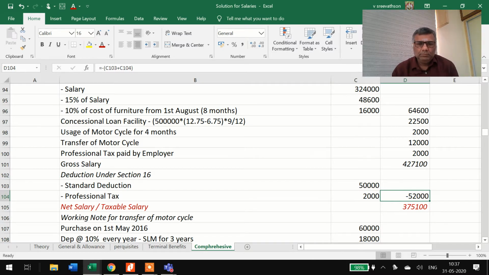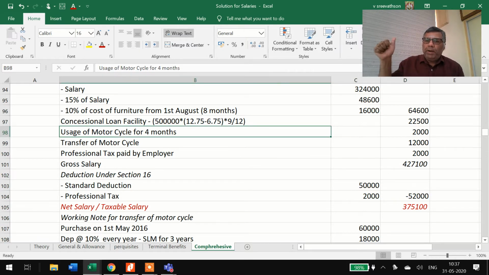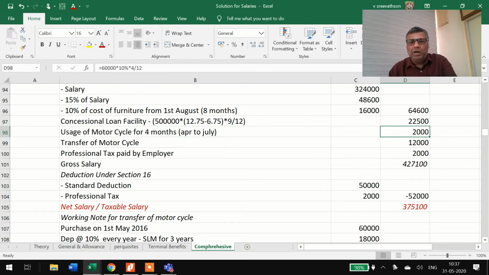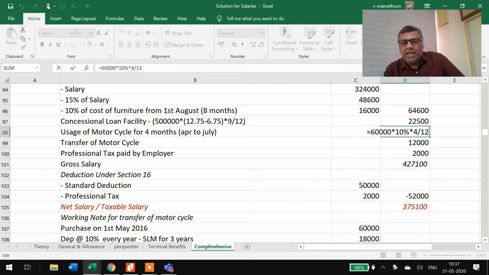So usage of motorcycle, can you explain? Usage of motorcycle is for April, May, June, July, 4 months. Usage of motorcycle April to July only. On 1st of August it gets transferred. So 60,000 original cost into 10% into 4 by 12.